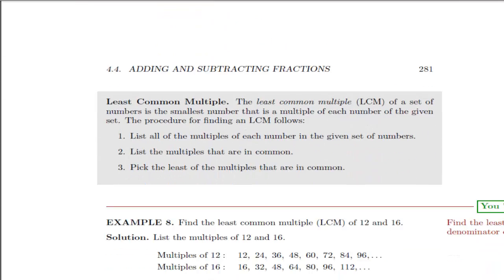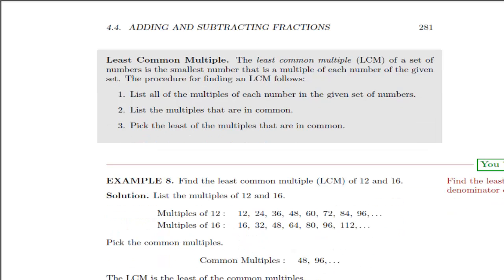Least common multiple. The least common multiple, or LCM, of a set of numbers is the smallest number that is a multiple of each number of the given set. The procedure for finding an LCM follows. 1. List all of the multiples of each number in the given set of numbers. 2. List the multiples that are in common. 3. Pick the least of the multiples that are in common.